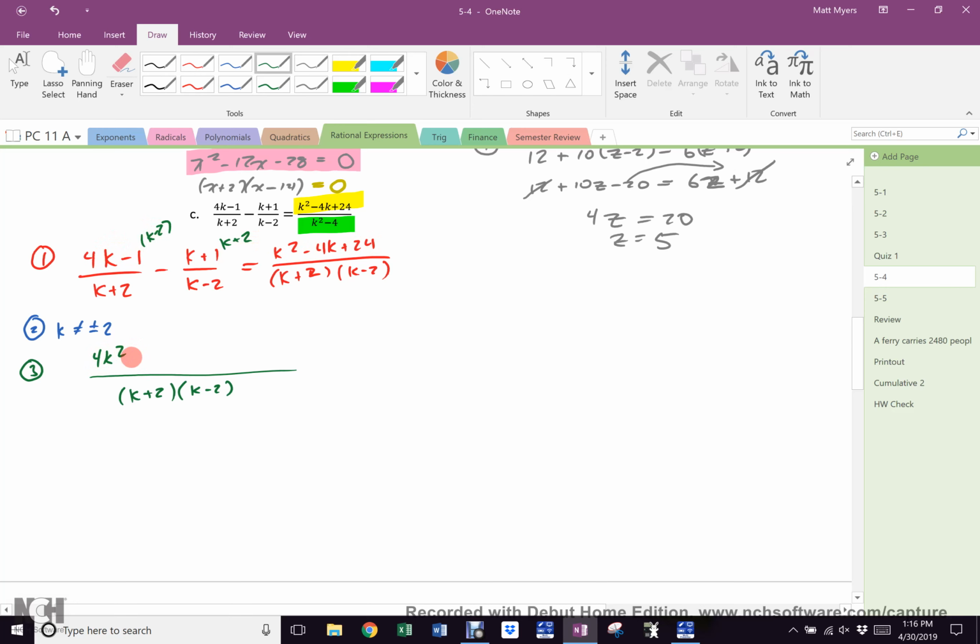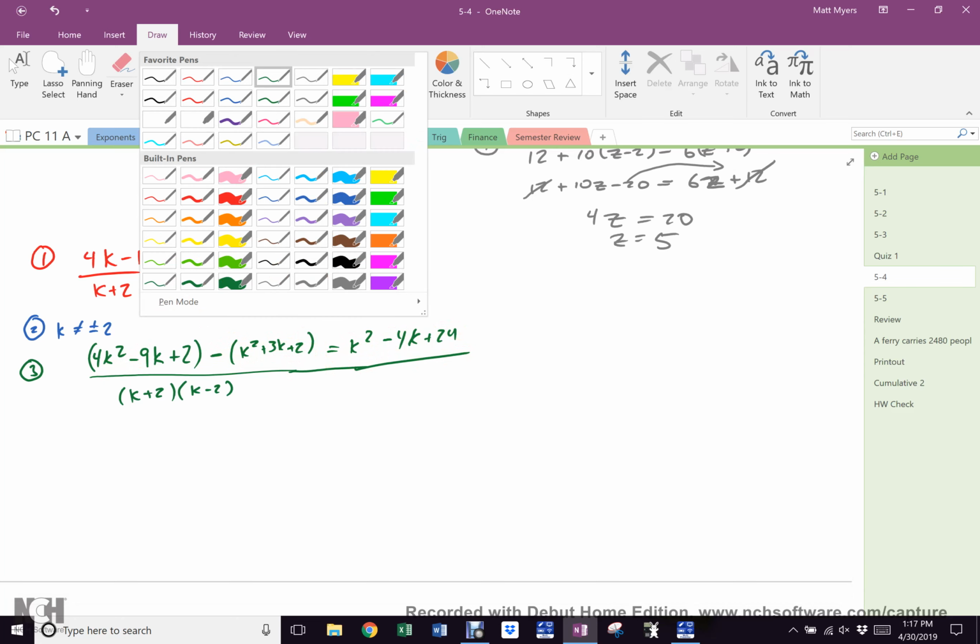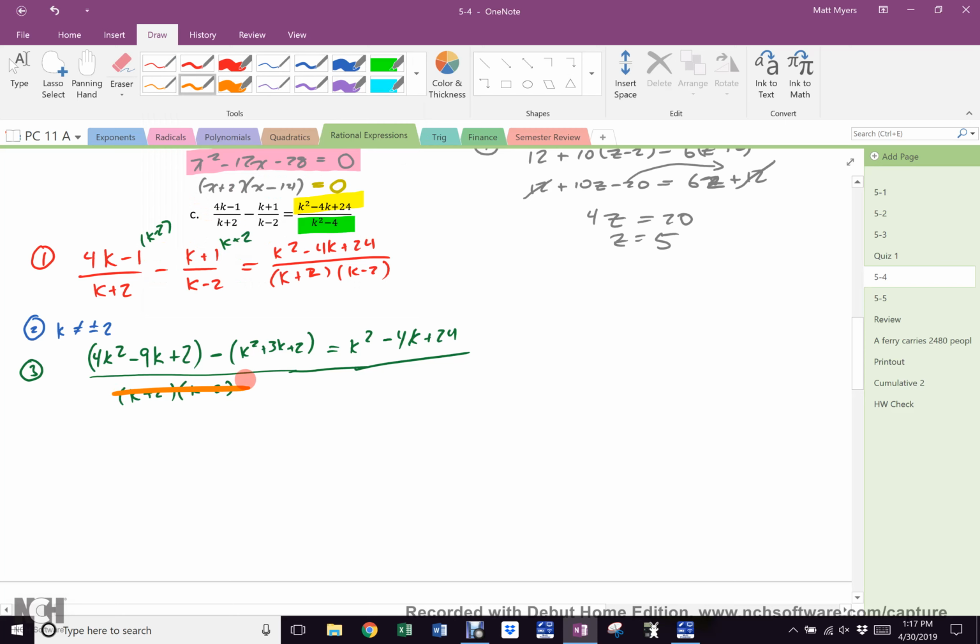What is that? Minus 9k. What's negative 1 times negative 2? Positive 2. Right? Minus. This is k squared plus 3k plus 2. Yes? Equals k squared minus 4k plus 24. Have I got everything over a common denominator? Am I done with my denominator? Yes. So what do I do now?